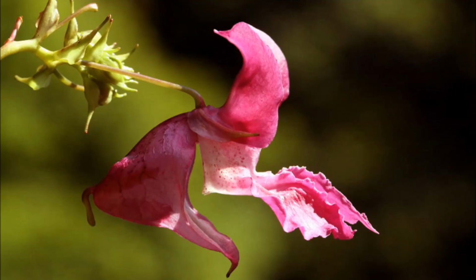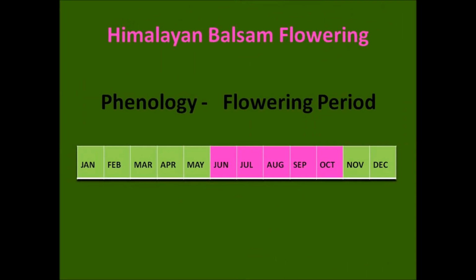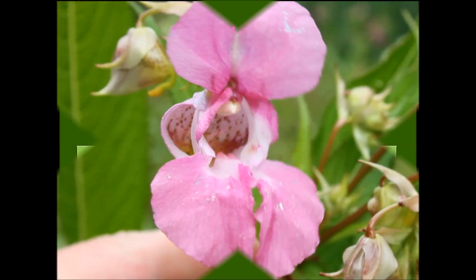The stamens shed their pollen before the stigmas become receptive. Balsam has 1 stigma which is 5-toothed and 1 ovary which is 5-celled. Himalayan or Indian balsam has a long flowering period between June to October.